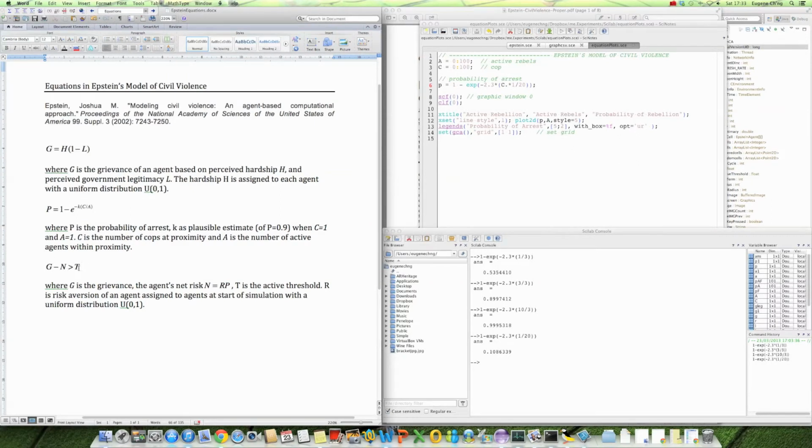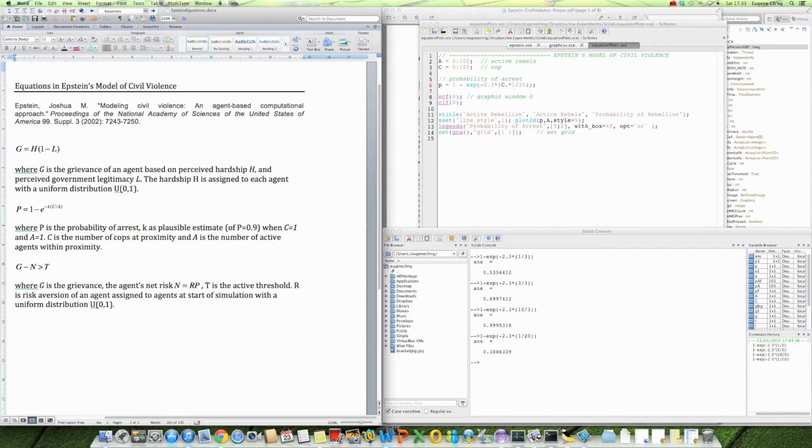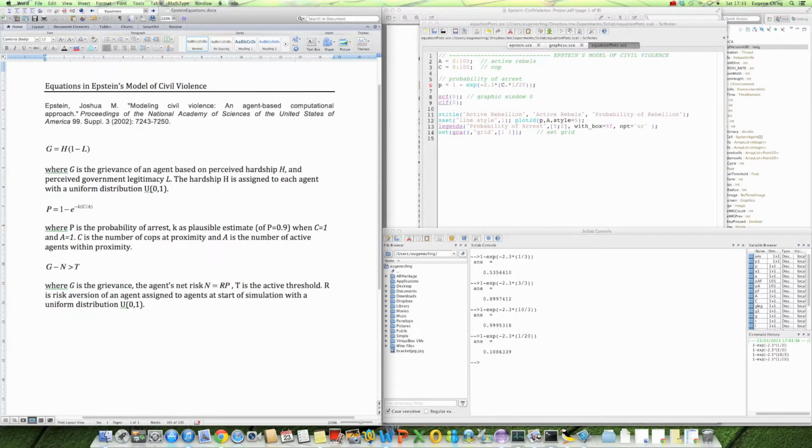Now this particular formula is to decide whether the agent rebels or not, and G is the perceived grievance calculated from here. N is the agent's net risk, which is risk aversion times P, and the risk aversion is also similar to H. It's a uniform distribution given to the agent at the start of the simulation, and that interacts with the probability of arrest to give you the net risk. So if the agent feels that the risk is over a certain threshold, then the agent will rebel. Otherwise, the agent will just keep quiet.